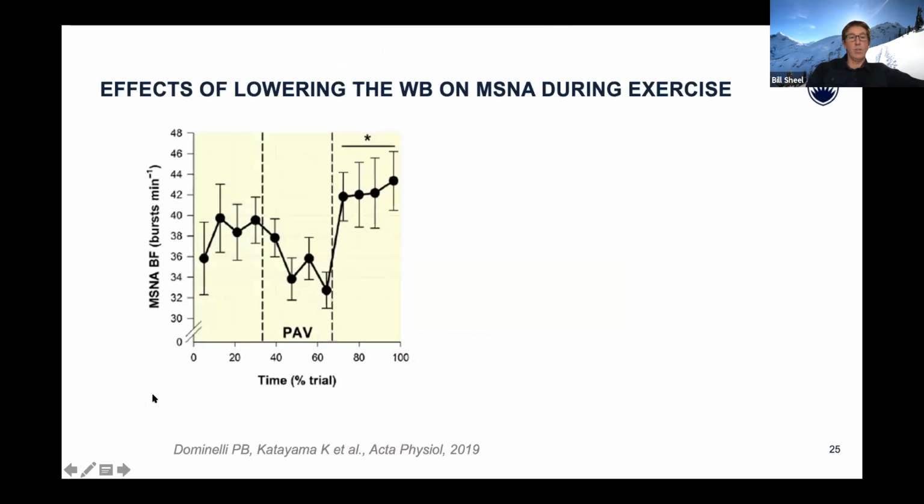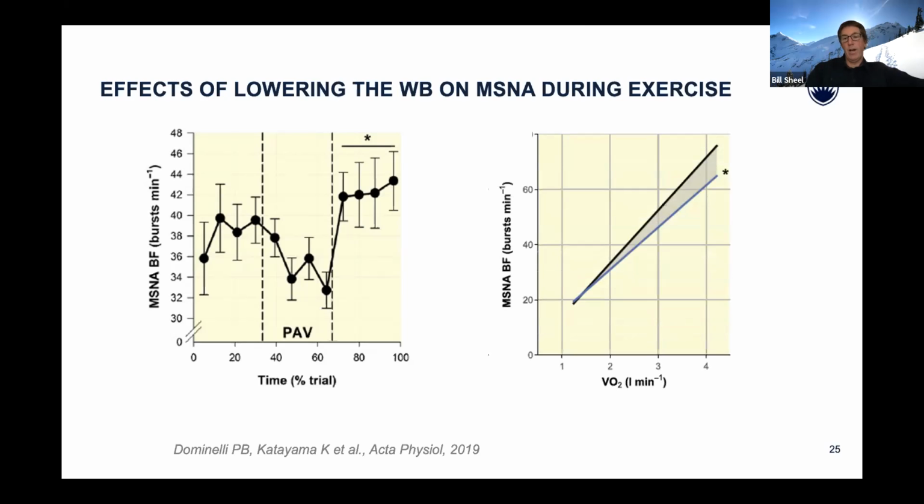This is muscle sympathetic nerve activity, burst frequency as a function of time, over a time trial. And here's the condition where they're on the PAV. Again, what we were most interested in was what happens when you turn the PAV off and you come back to the normally occurring work of breathing. So this suggests to us that, yes, if you remove the work of breathing, that does have an effect on sympathetic activity, meaning that normally occurring work of breathing has an influence on vasomotor tone.